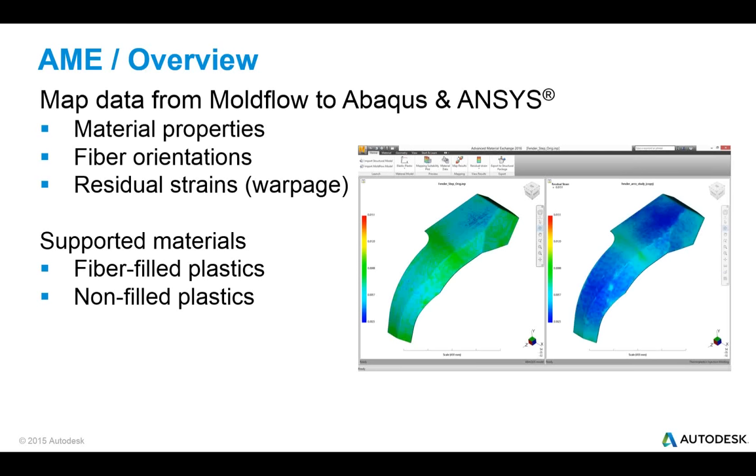Due to the fact that we created Advanced Material Exchange, we stopped supporting Autodesk Mold Flow Structural Alliance so that we could pick up the capabilities in Advanced Material Exchange, support it on the technical side, which is obviously what Dean helps us do, and continue to update it as we release new technology. So we've added support for non-filled plastics so we can map residual strains over for those.